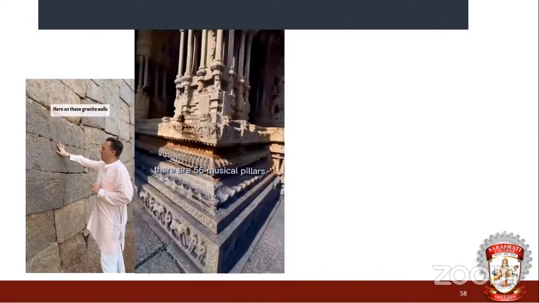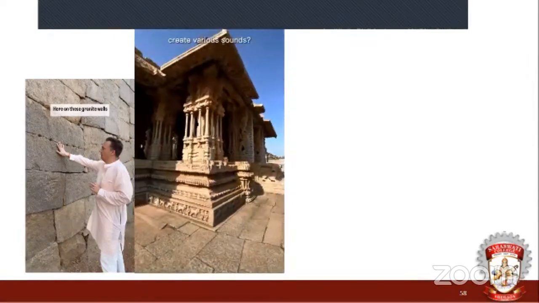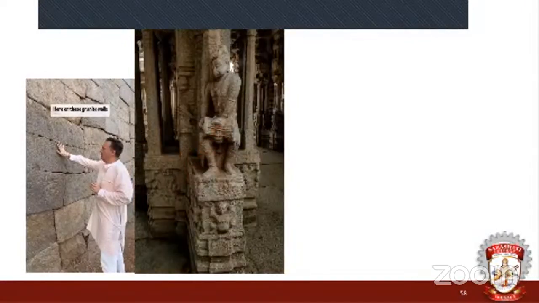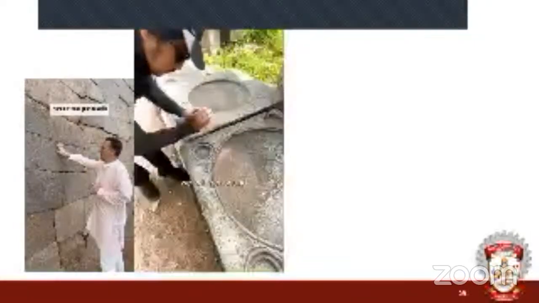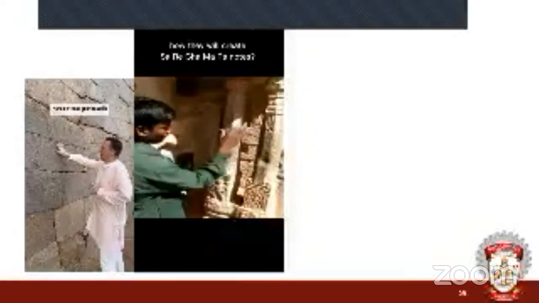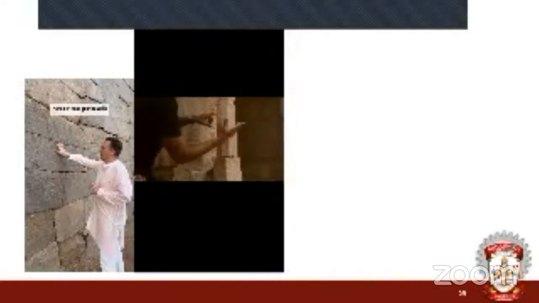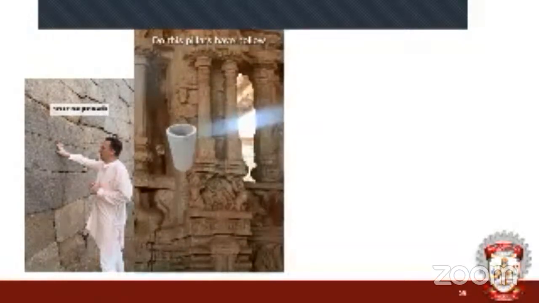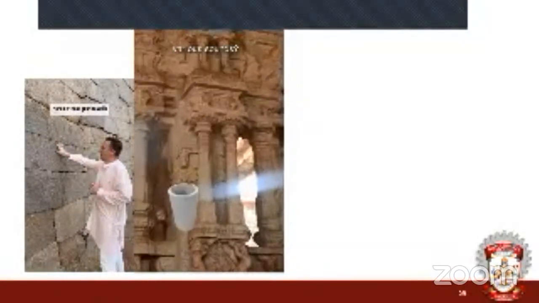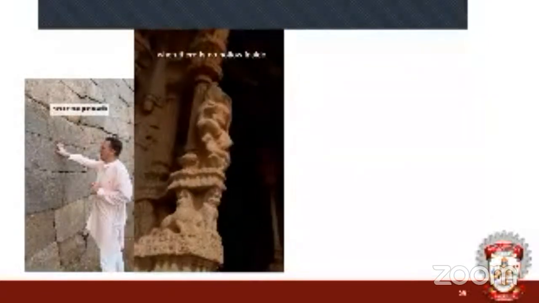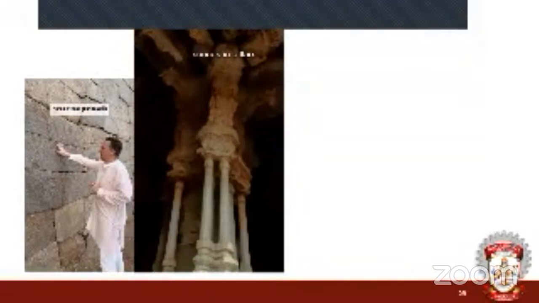There are 56 musical pillars. How did these different pillars create various sounds? When we tap on stones, we will get sound. When we tap on pillars, how will they create sa-re-ga-ma-pa notes? Do these pillars have hollow inside them to create various sounds? A British officer had the same doubt in mind and cut one column to see what was inside. And he proved that all pillars are rock solid.